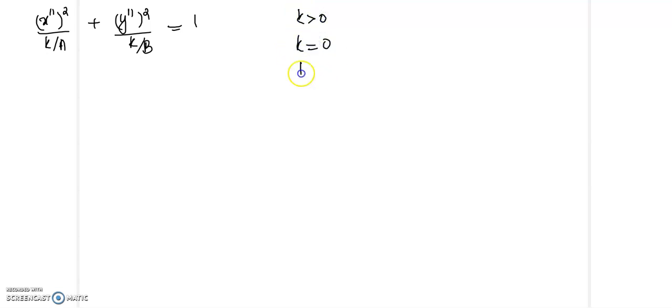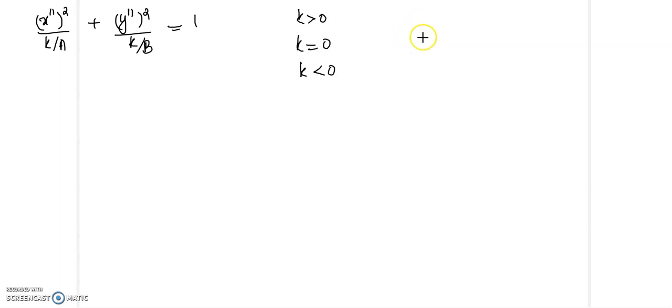Hello, so in last class we were seeing the canonical form where we obtain an ellipse. So our final form was x double dash square by k by a plus y double dash square by k by b equal to 1. And now you can have k greater than 0, k can be equal to 0 and k can be less than 0.